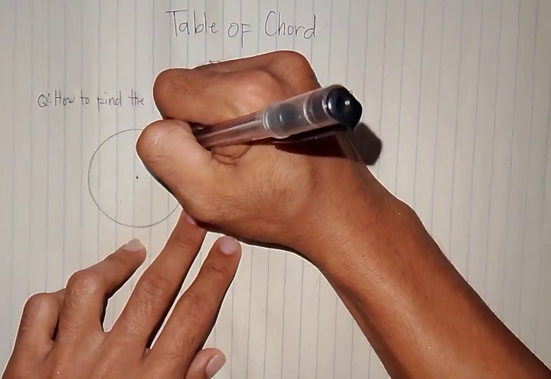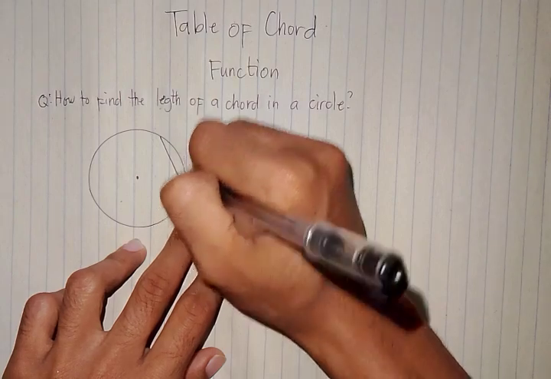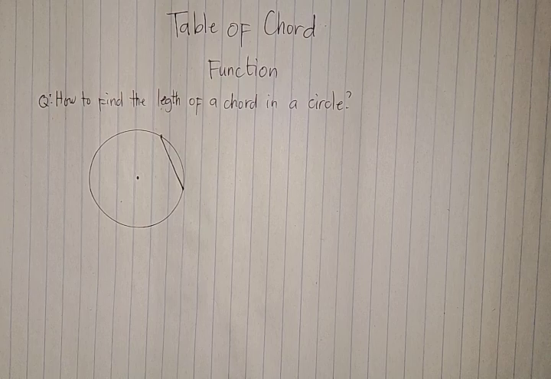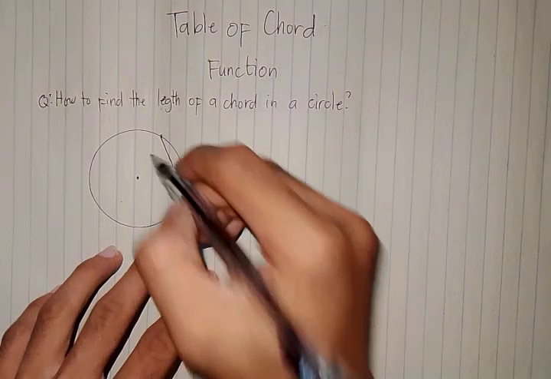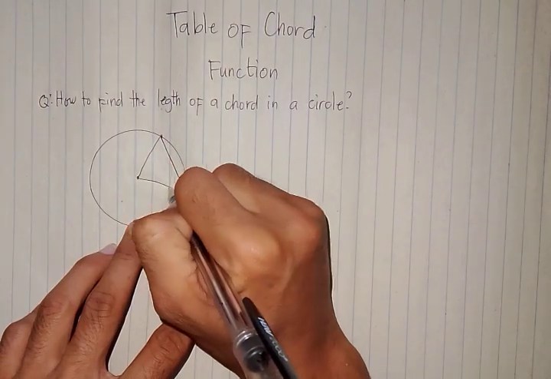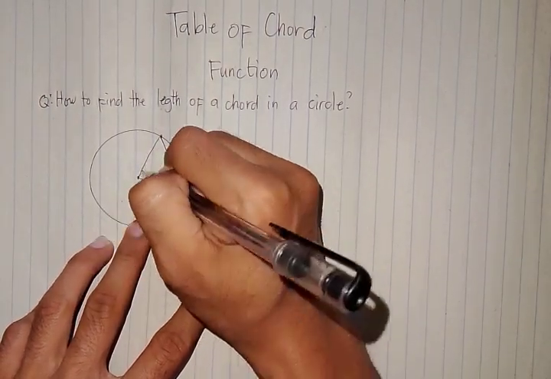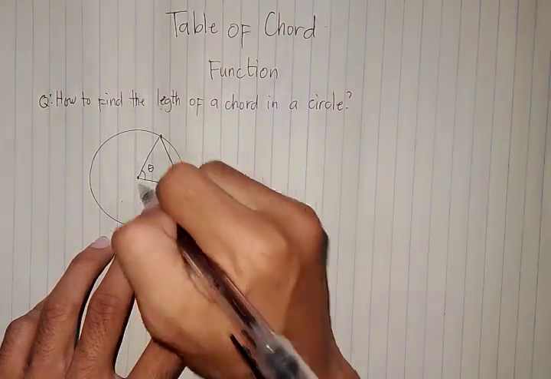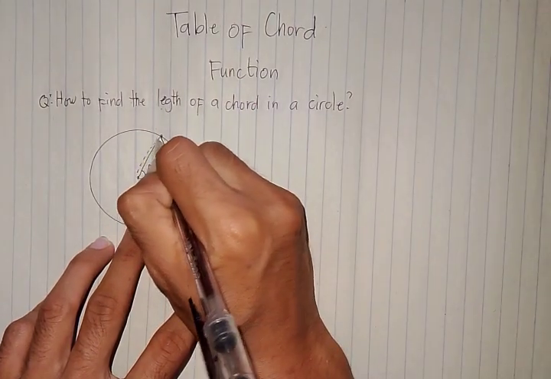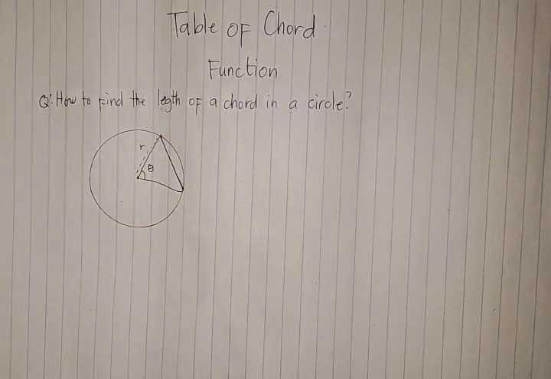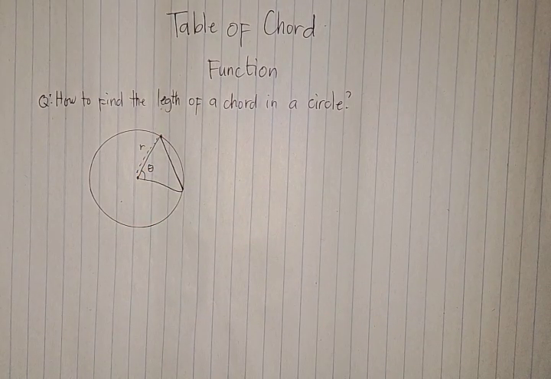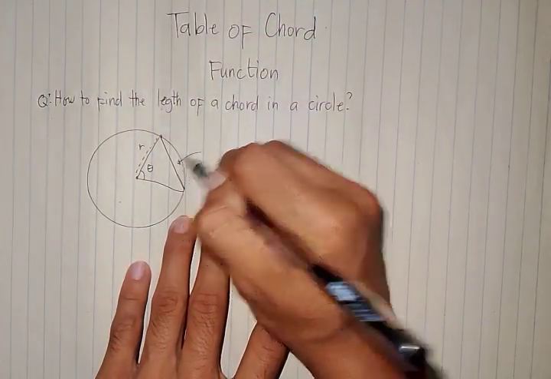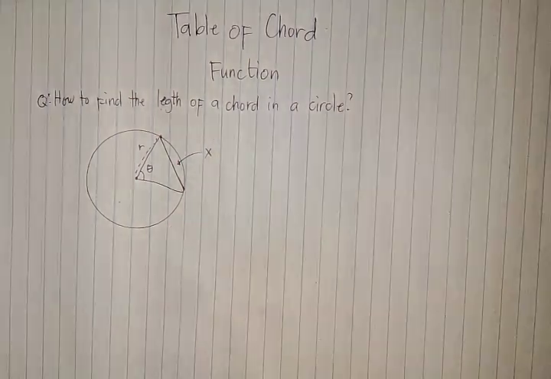So now this is our chord. This is the chord. So how do we find the length of this chord? There are two key pieces of information we need to know. First, the central angle, represented as theta, class, and the radius of the circle, represented as r, right? We already know those. The length of the chord we can consider as x, because we don't know it. This is what we want to find.